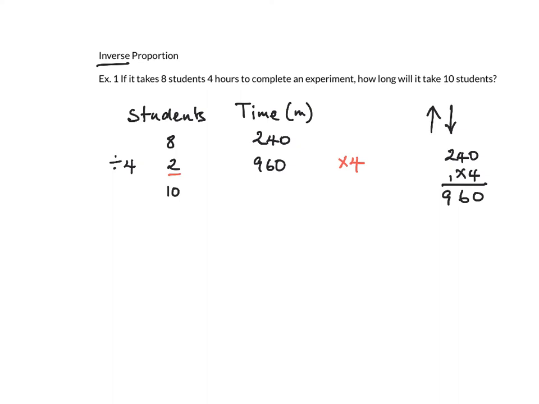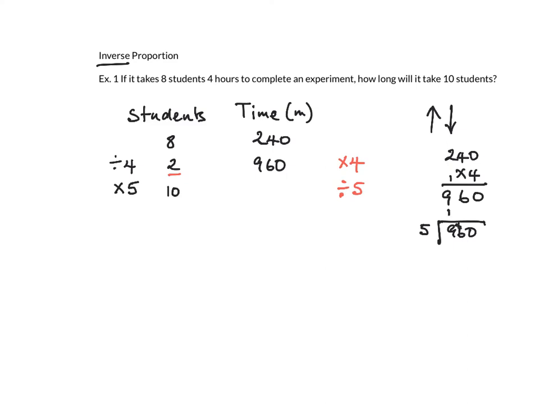Well, from 2 to 10 is very easy. I'm going to multiply by 5. If I multiply one side by 5, I must divide the other side by 5. So 960 divided by 5, that should be straightforward. 5 into 9 goes once with 4 left over.